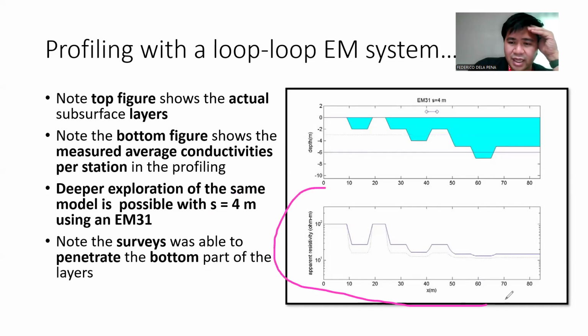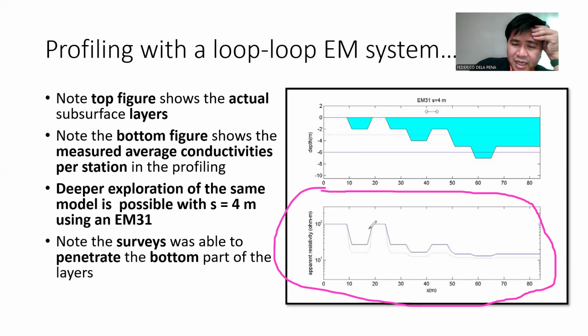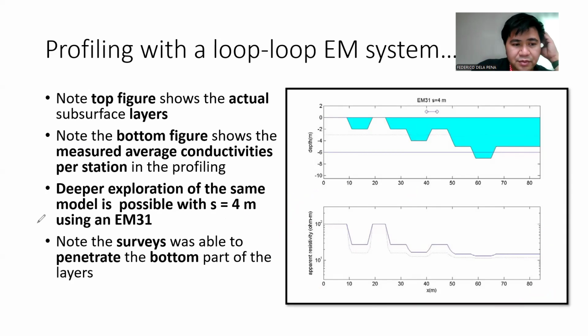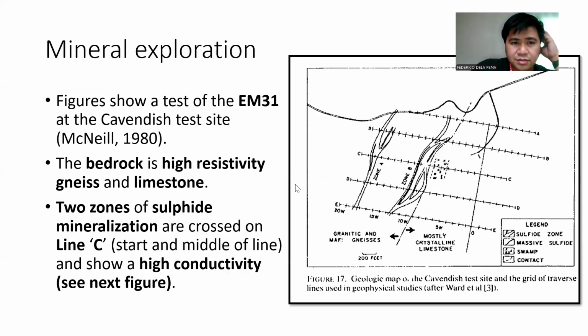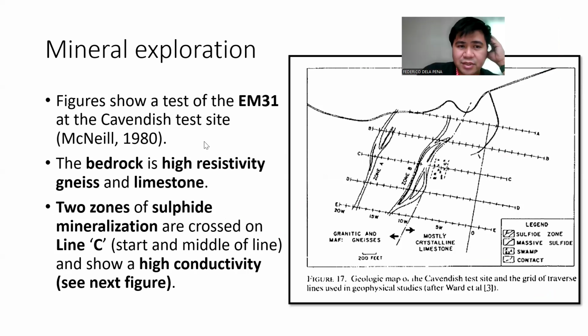And if you're going to look at the apparent resistivities measured by the two configurations, there's a big difference, right? Okay, simply because the VCP configuration was able to penetrate a greater depth compared to the HCP, right? And these are just applications of EM surveys.